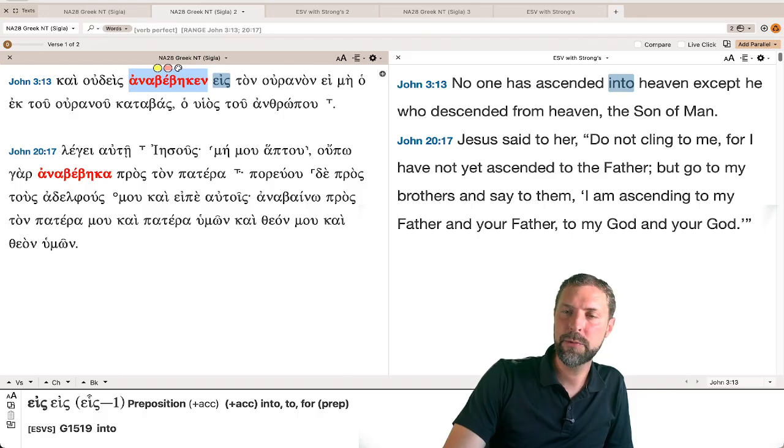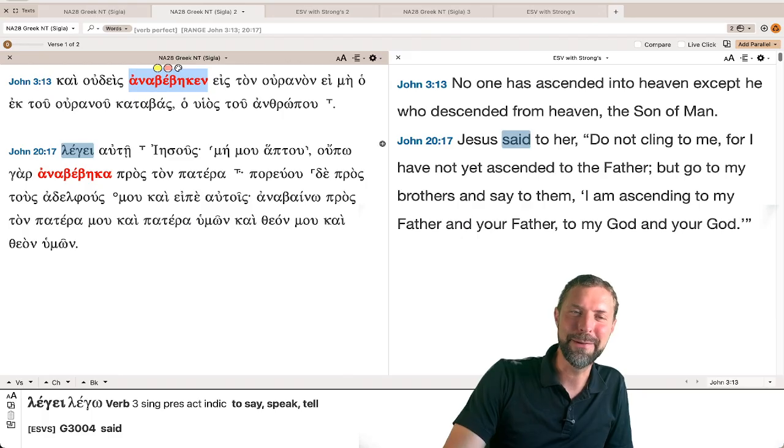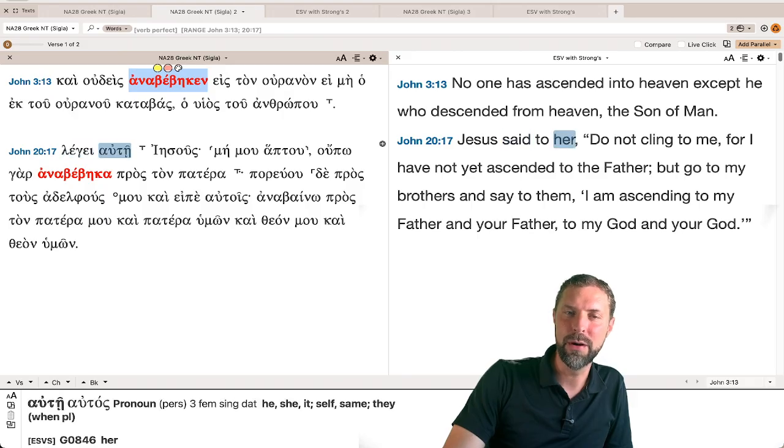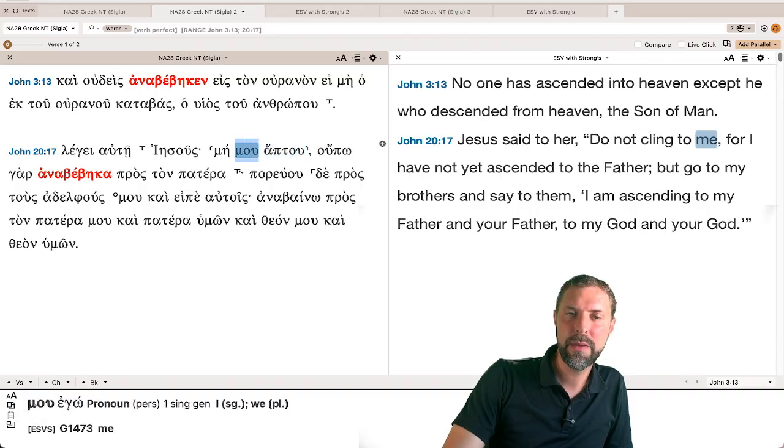And 17 chapters later, I get a bit of maybe an echo, I don't know. Jesus is saying to her, so indirect object, dative, personal pronoun, do not cling to me. This is a command, an imperative. We haven't learned those yet. But this is a first person singular genitive, you know that. Because, or for, I have not yet ascended to the Father.